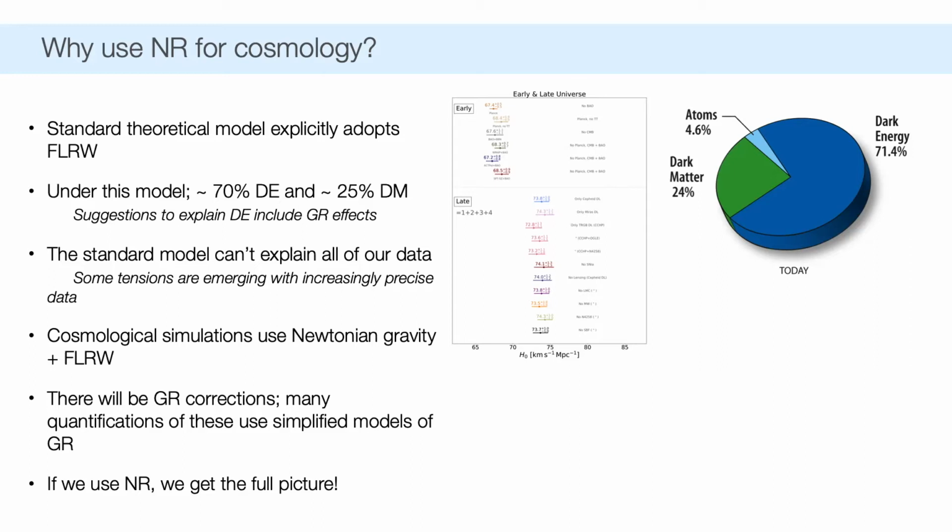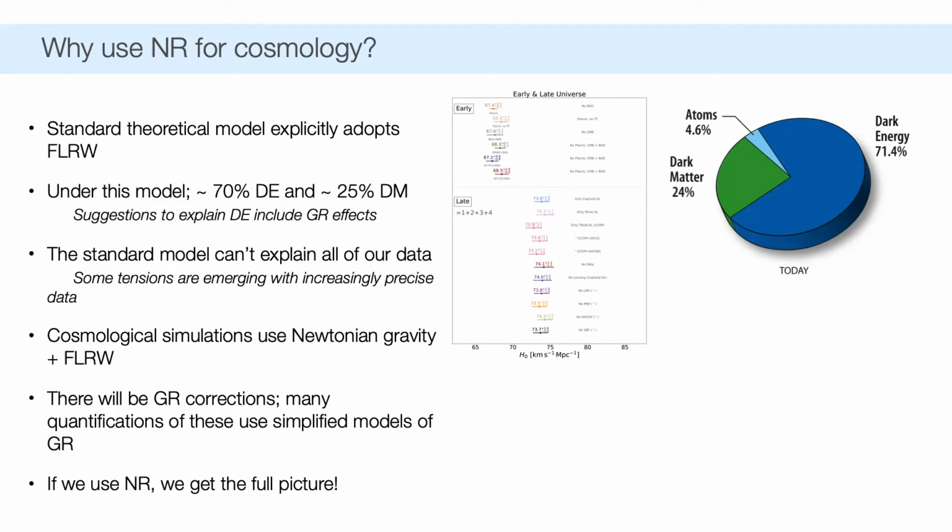And now there are suggestions that we can explain the dark sector of the universe by including full general relativity in our theoretical modeling and analysis. In addition to these dark components, our standard cosmological model can't quite fully explain all of our data. There are some tensions that are emerging as our cosmological data gets increasingly precise.